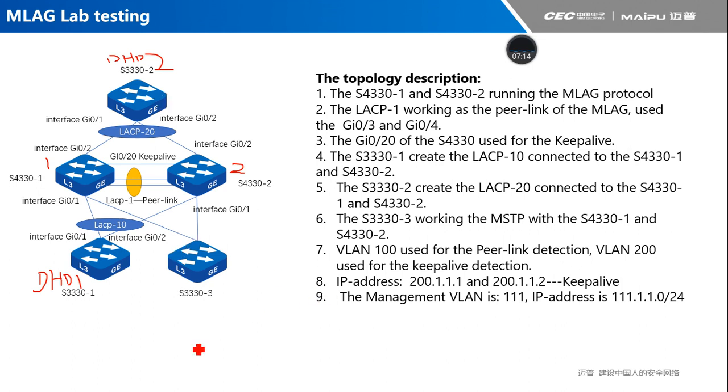In the test, DHD1 will ping DHD2, and we will do failover testing, like shutting down any link to check the failover. We also need to check what will happen if the keepalive is down, and what will happen if the peer link is down.